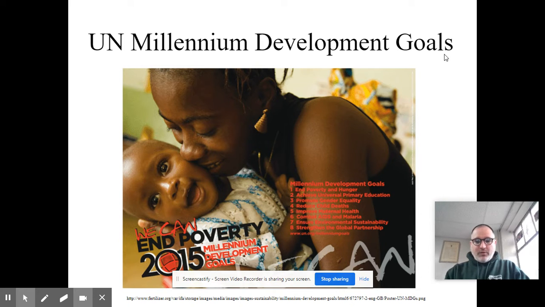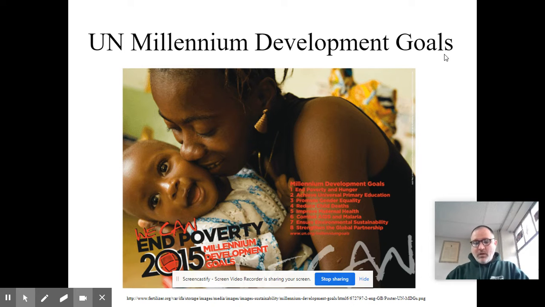To remind you of the goals, here they are. The first one is to end poverty. The second one is to achieve universal primary education. 3 is to promote gender equality. 4 is to reduce child deaths. Those are the 4 we're going to work on today. Next week, we're going to do improve maternal health, combat AIDS and malaria, ensure environmental sustainability, and then strengthen global partnerships. That's what we'll do next week.